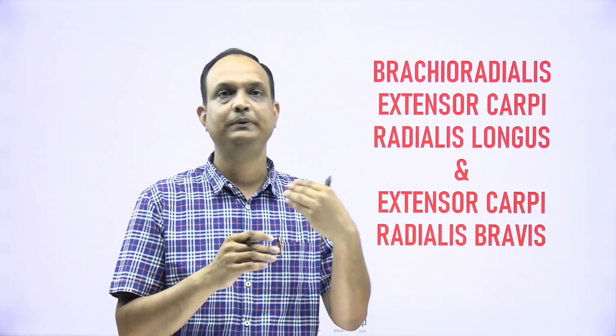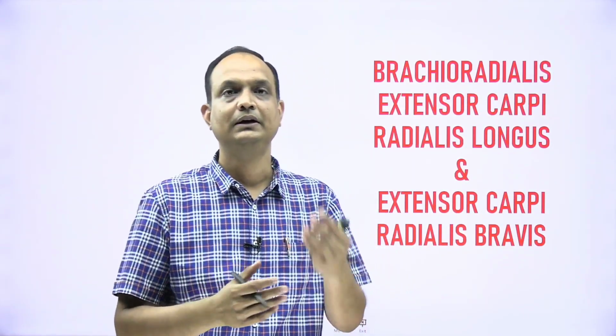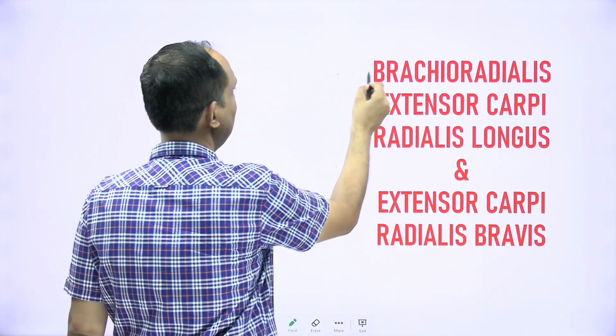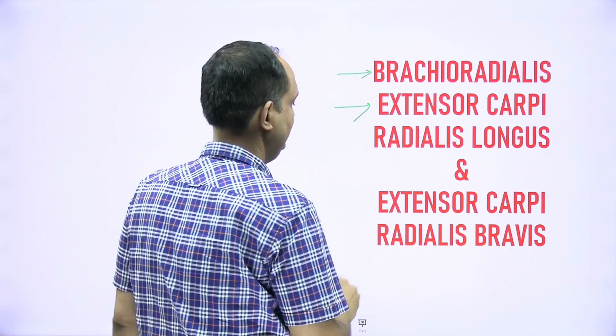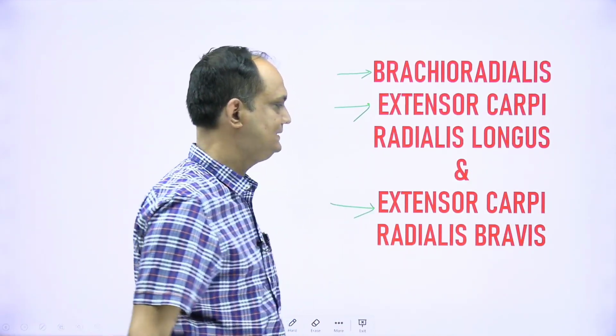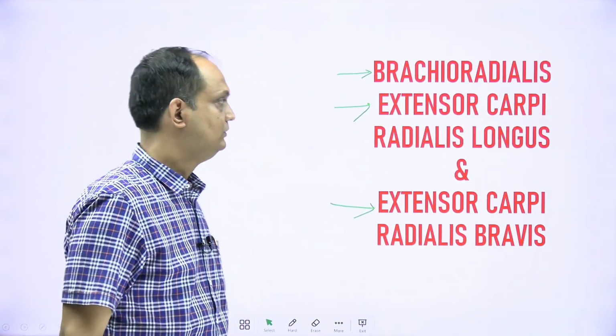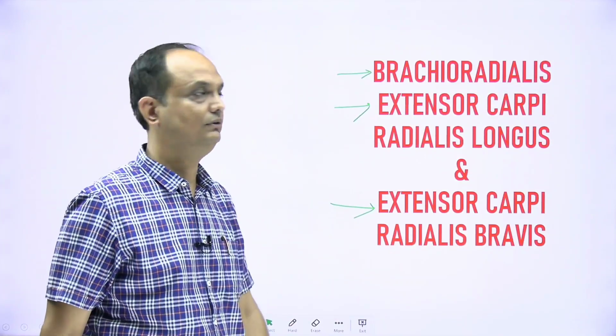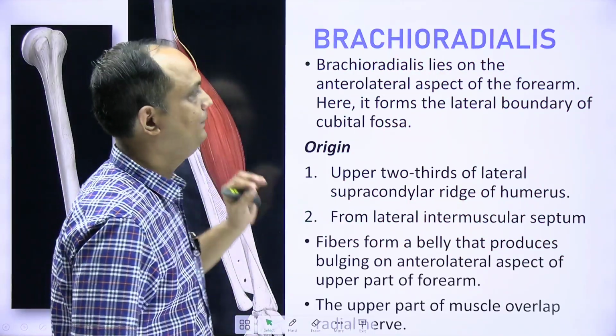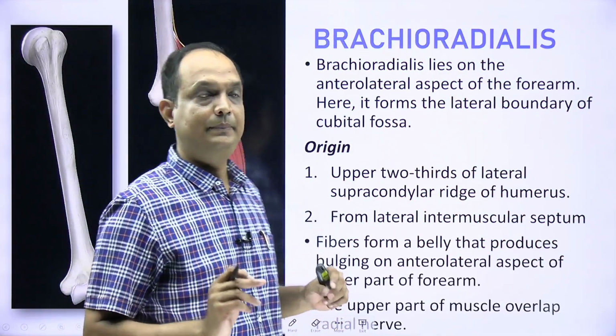The superficial group is further divided into two parts. Three muscles lie on the lateral or radial side. These three muscles are Brachioradialis, Extensor carpi radialis longus and Extensor carpi radialis brevis. So let's discuss all these three muscles one by one. So what is the brachioradialis arrangement?